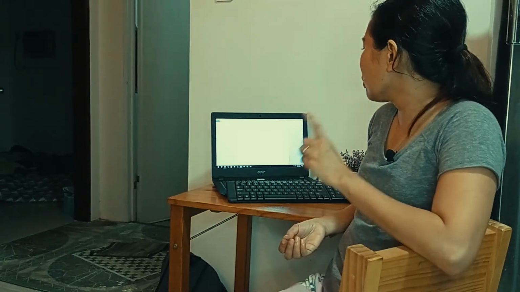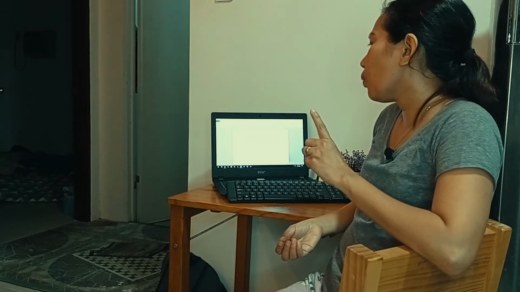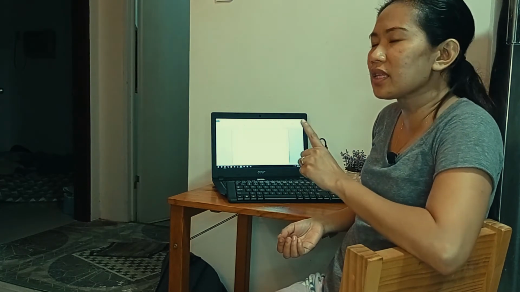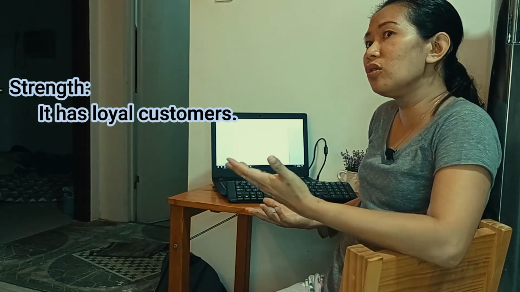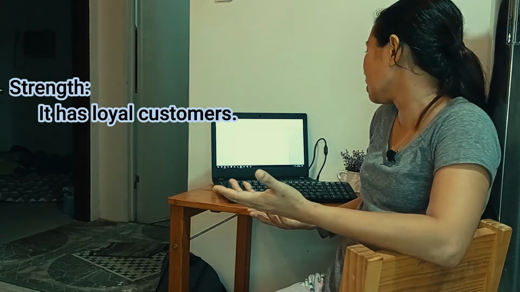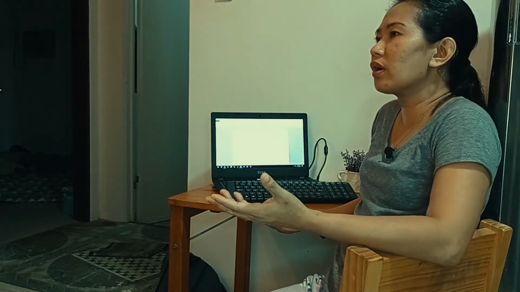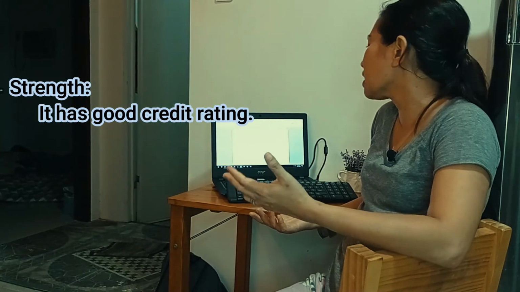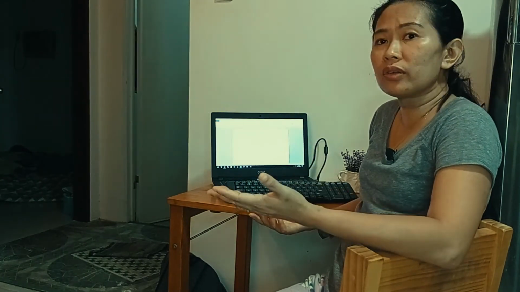Okay, so the strength. Given the situation, we can clearly identify that the first strength of the business is that it has sets of loyal customers already. Di ba? It's good to have sets of loyal customers, okay? Because the organization has been in operation for how many years? More than a decade. So naa na siya'y mga loyal customers. What could be another strength? Number 2 strength would be it has good credit ratings.